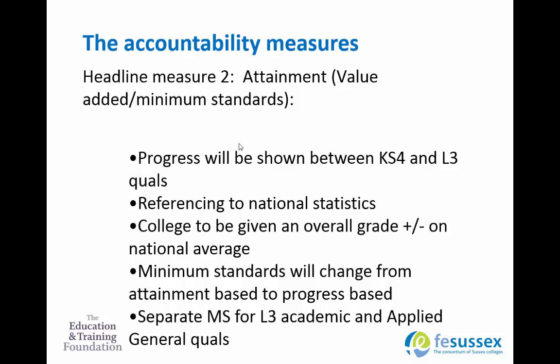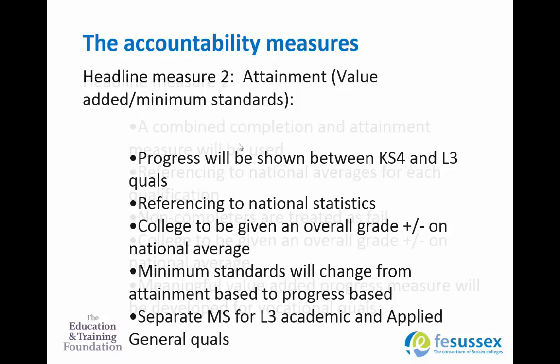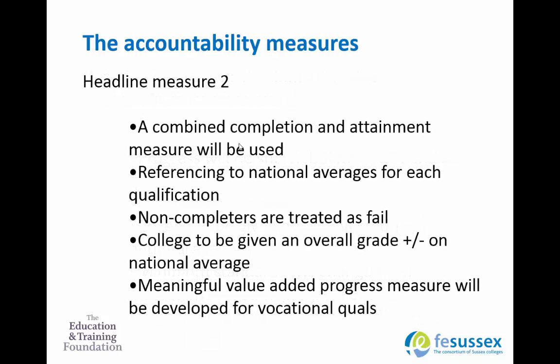Now the next 2 bullet points are common to most of the measures, that there'll be reference to national statistics, whatever the figure is the students get, and the college will be given an overall grade which will be based plus and minus on national averages. So minimum standards will change from those being attainment based to progress based, and there will be a separate minimum standard for level 3 academic and applied general or vocational qualifications.